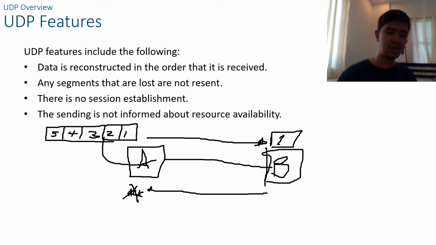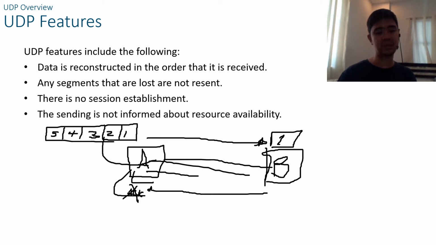So when A will send, it will send segment 1. After sending segment 1, it will send right away the segment 2 and then the segment 3 and then segment 4. So this is why it's faster as compared to TCP. Okay, because there's no acknowledgement, there's no idle time in the transmission of the segments. Okay, that's how UDP works.